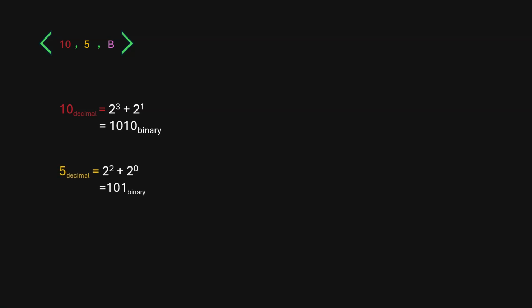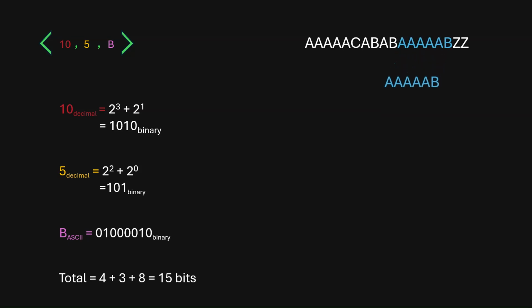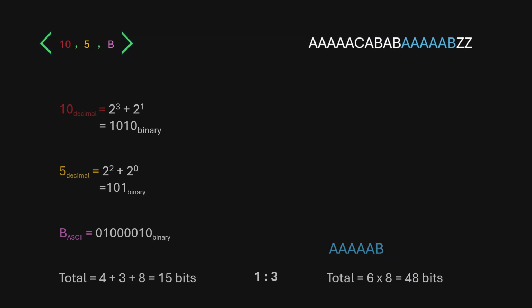Now let's calculate how big this tag actually is. The position field value is 10, which is represented by 4 bits in the binary numeric system. The length field is stored in 3 bits, and the next character is a normal character, so it costs the standard 8 bits. Added up, 4 plus 3 plus 8 equals 15 bits per tag. Compare that to the 48 bits those 6 raw characters would have cost. That's less than a third of the size, from one tag alone.